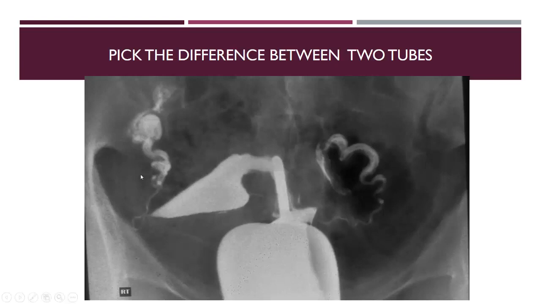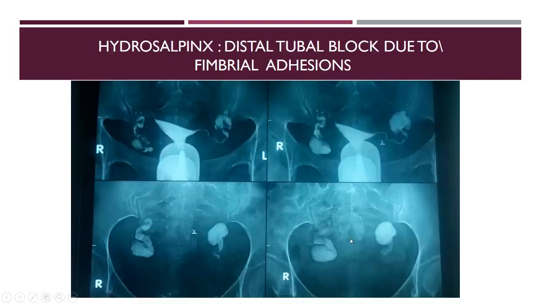But what about the other tube? The other tube shows ampullary dilatation with ill definition of the mucosa, like cobblestoning here. This is ill-defined mucosa, but there is minimal spill seen here, and there is immediate spill also seen here. So we have an unhealthy right fallopian tube. Compare with the healthy fallopian tube.